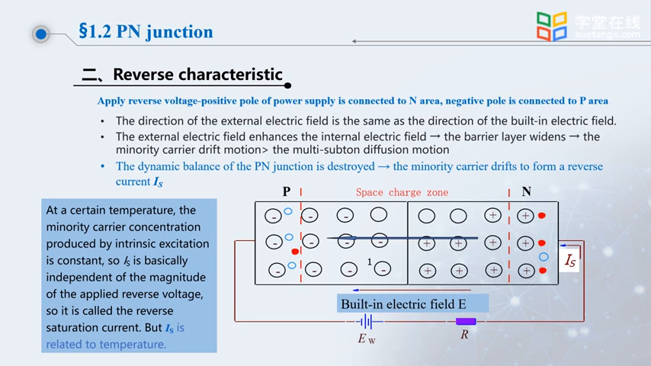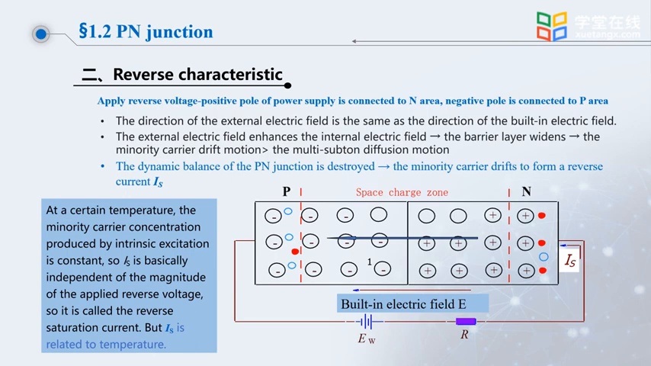Apply reverse voltage. That is, the P-type area is connected to the negative pole of the external power supply, and the N-type area is connected to the positive pole of the external power supply. At this time, the direction of the external electric field and the direction of the built-in electric field are the same, all in this direction. In this case, the barrier becomes wider. It will make the drift movement of the minority carrier strengthen and further prevent the diffusion motion. So the drift motion of the minority carrier is greater than the diffusion motion of the majority carrier, so that the original dynamic balance of the PN junction is broken.